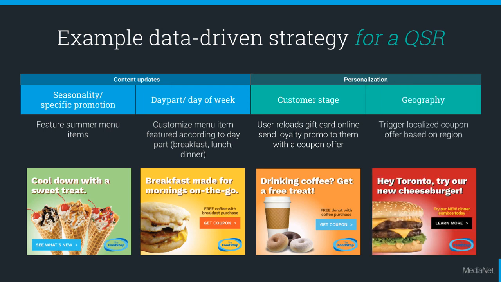You could also change messaging based on regional promotions. For example, I want to show users in Toronto the new dinner combos, but in Vancouver, I want to feature the everyday value menu items.